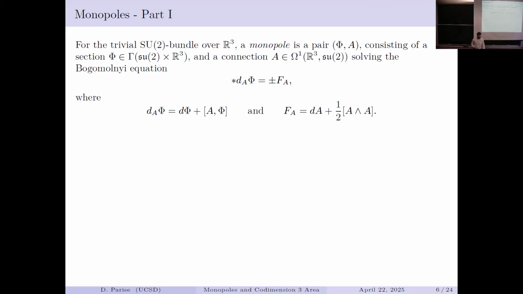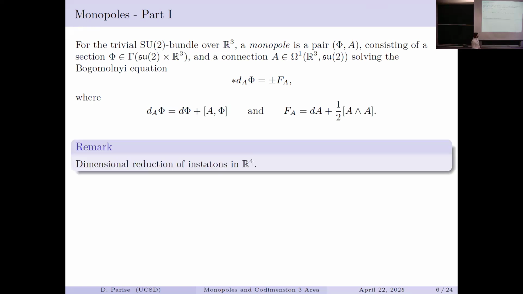In the case, for instance, in which SU(2) is simply replaced by real valued differential forms, this A wedge A would not be there, so F_A would just be the exterior derivative of A. So in particular, we'll call a monopole a pair (phi, A), sections and connection, satisfying this equation. And I'll come back to these definitions again and again, so they will eventually stick.